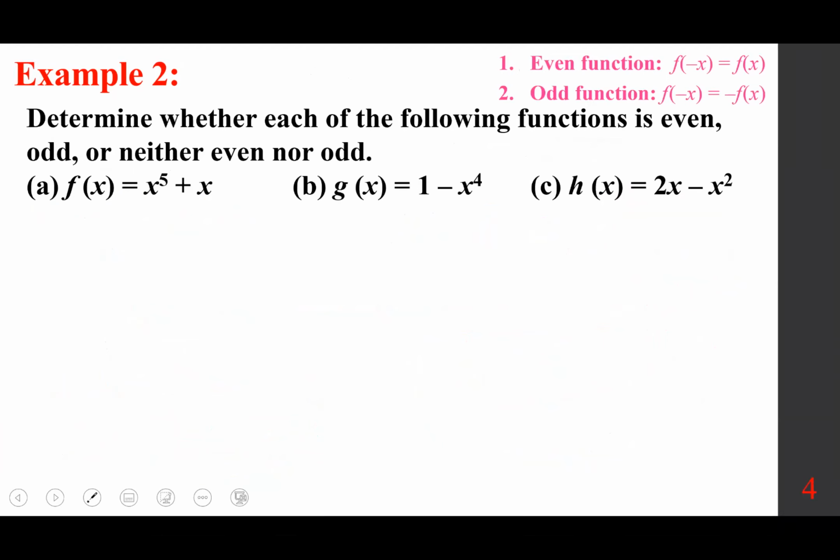All right, we want to determine whether each represents a function which is even or odd, and reminding everybody about the definition. So basically, for even and odd, evaluate the function f of minus x or g of minus x. Let's plug in minus x, f of minus x. So replace the x with minus x.